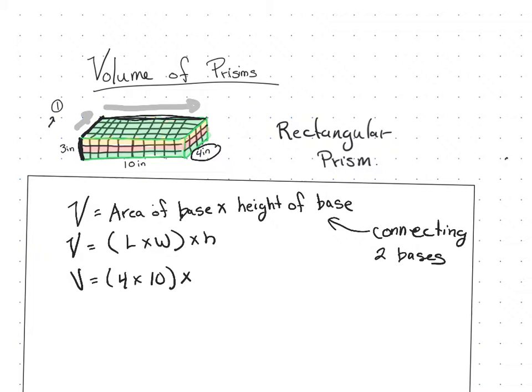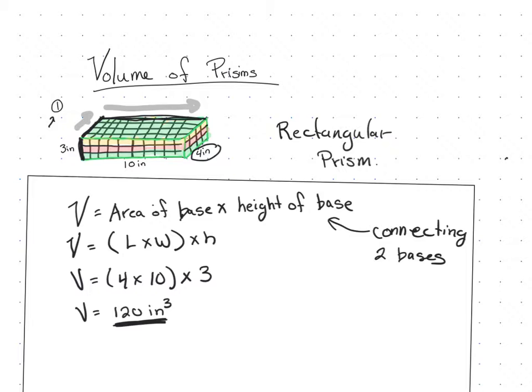That's how many layers or how many rows I'm going to have. So I'm going to have 3. So the volume is going to be equal to 4 times 10 is 40 times 3 is going to be 120 inches cubed, not squared. Remember that we're measuring it in cubes now. And that's basically the basic idea.